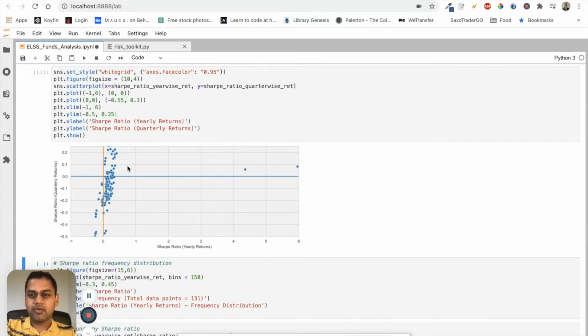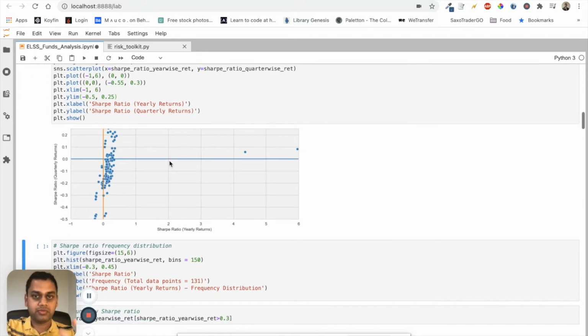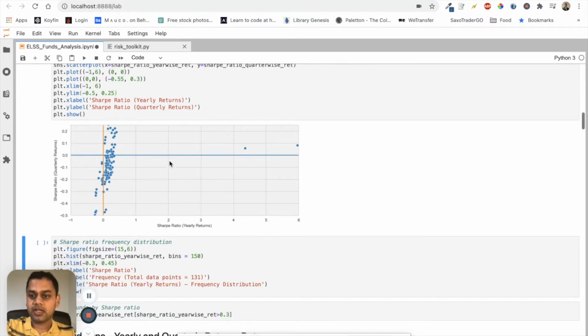So we can see that a vast majority of the funds have returned negative in the quarterly returns, and this is primarily because of the significant drawdown that a lot of funds witnessed in the January to March quarter of last year. But there are some funds which have delivered good Sharpe ratio, and some of them I've mentioned already, but we'll talk about them again.